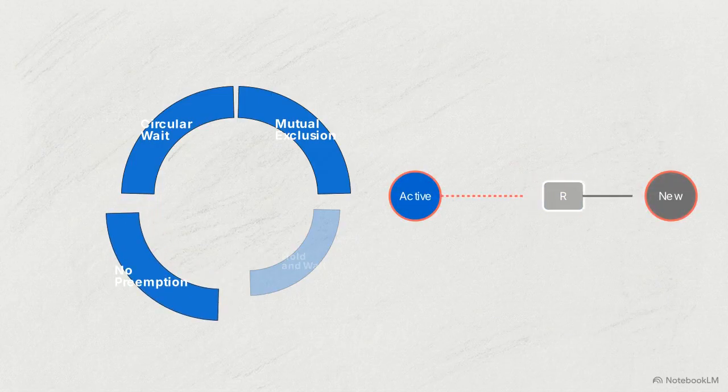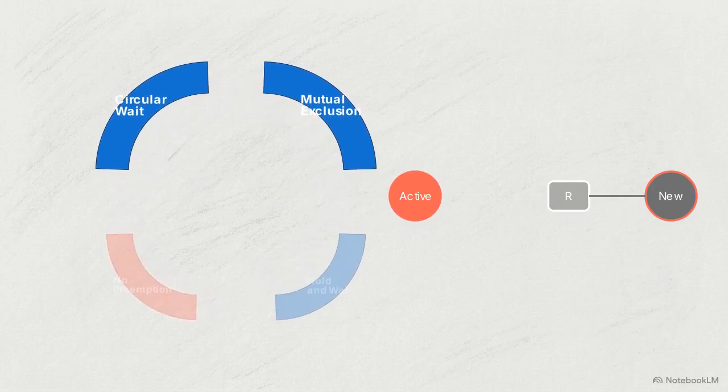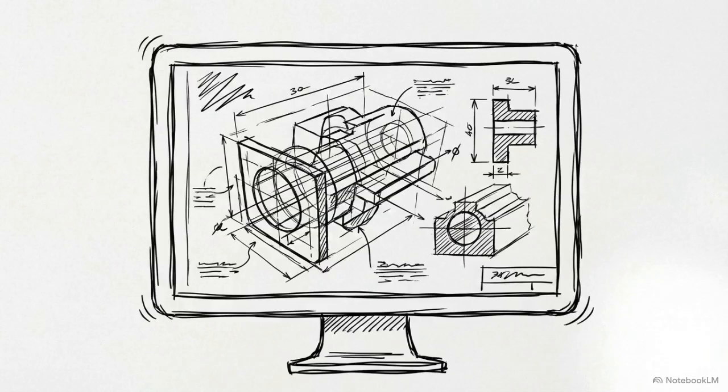Here, we allow the system to forcefully strip resources away from active, running processes to give them to another. Forced resource preemption is highly disruptive. It requires the targeted process to abruptly lose its current operational state and attempt to restart later.